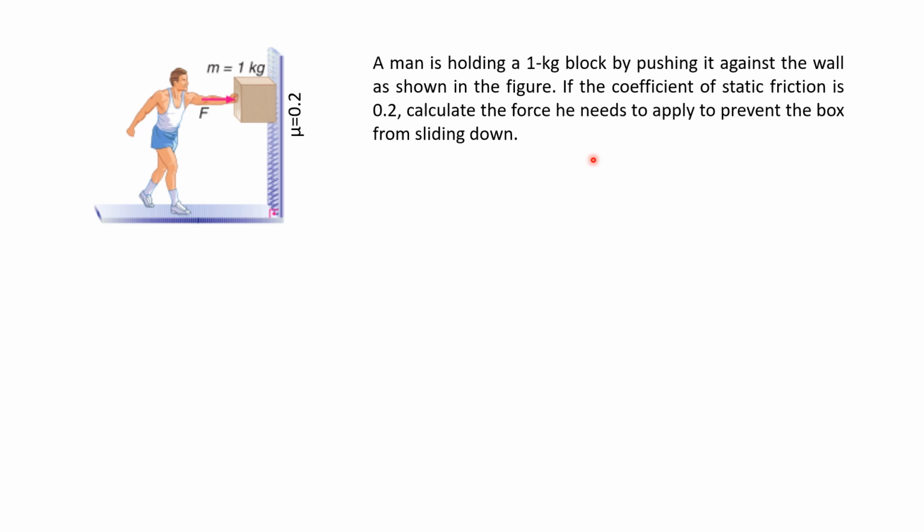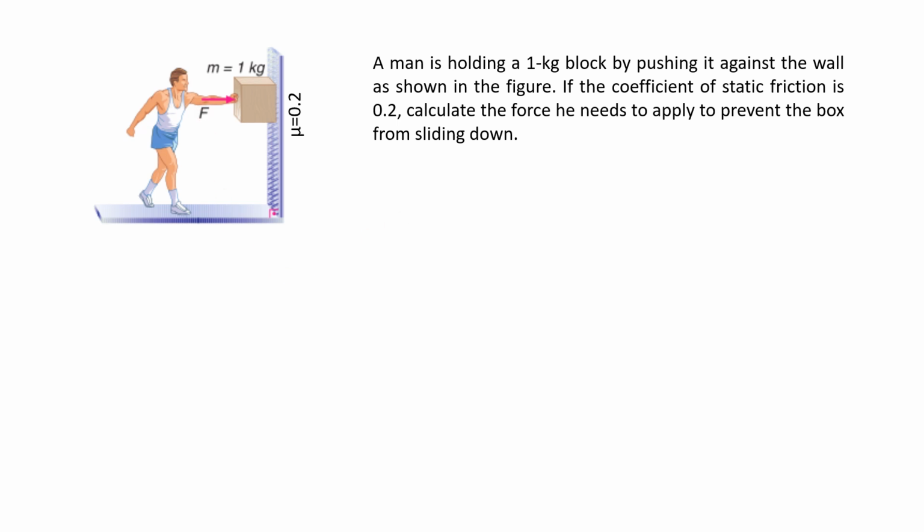If the coefficient of static friction is 0.2, so static friction between the block and the surface is 0.2, calculate the force he needs to apply to prevent the box from sliding down. So we have to actually calculate this force that he's applying, or the pushing force. So how are we going to do this problem?